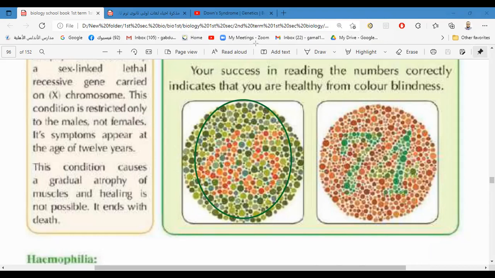Now, the test for you, Ruqayya. Are you ready? The number inside this circle? 74. You are excellent. Alhamdulillah, we have no color blindness. Because color blindness means the person cannot differentiate between the red and green colors. Here, 45 is in red and the other dots in green, and 74 is in green and the other dots in red. So if somebody has color blindness, he will not differentiate these numbers very well. So alhamdulillah, we don't have color blindness.